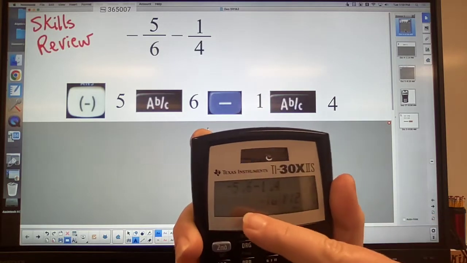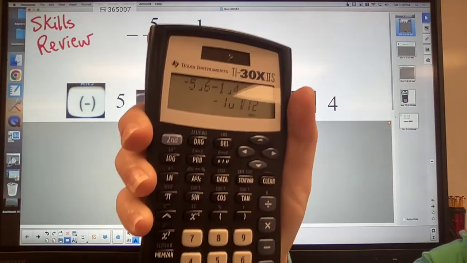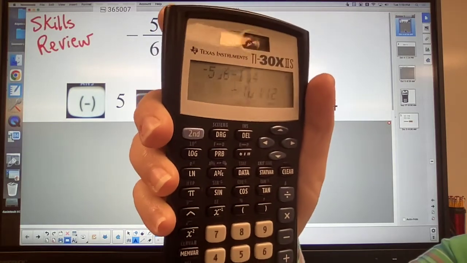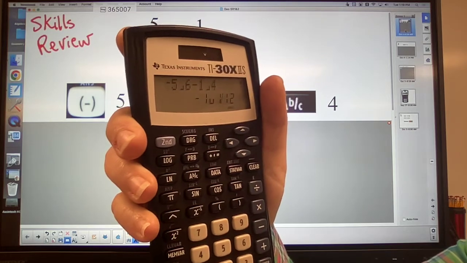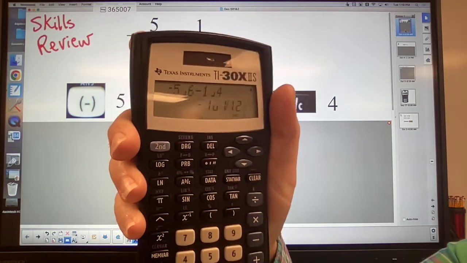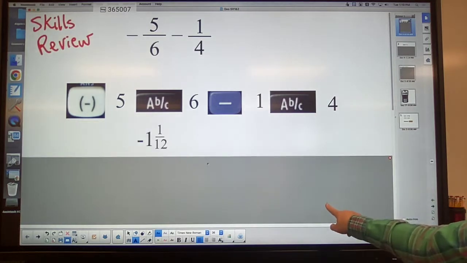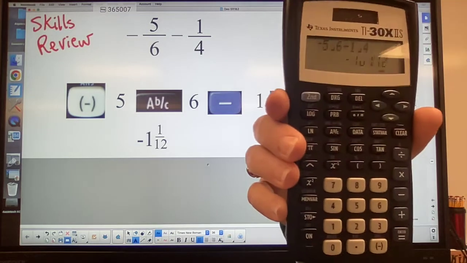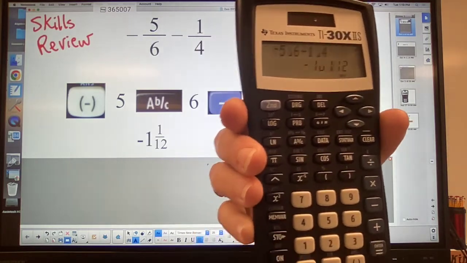And it gives you these little markings in there for fractions. And I don't know how yours looks, but mine looks like negative 1, little hieroglyphics, a U, and a 1/12. Okay? That's just telling us that it's negative 1 and 1/12. Negative 1 is the whole unit, the whole number, and then 1/12 is the fraction.